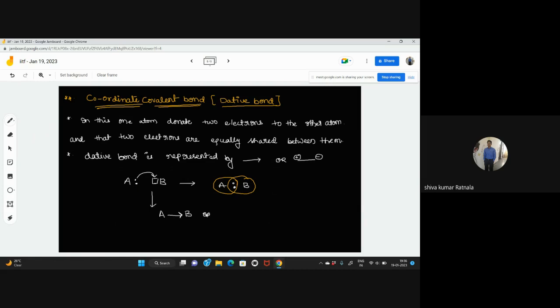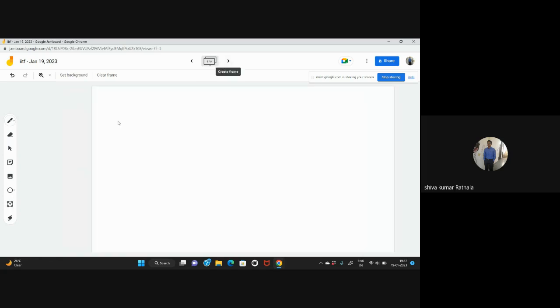In this way you can also represent it as A plus, B minus. If the bond is forming between A and B, we can say A is donating and B is accepting. Let me take some examples. Sir, can you explain it once again? I did not understand.